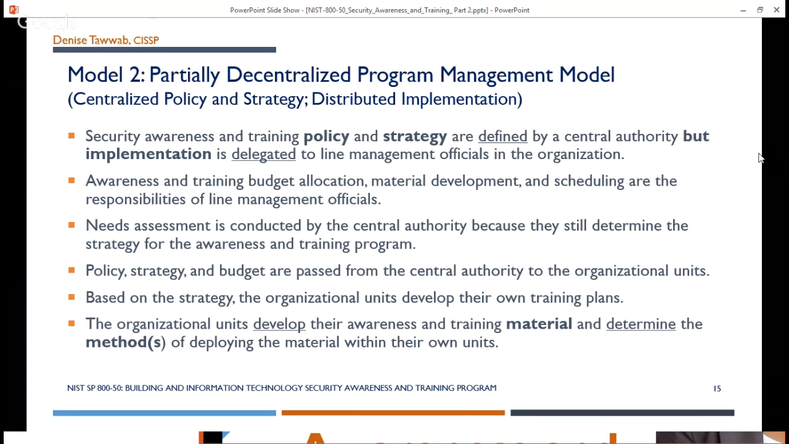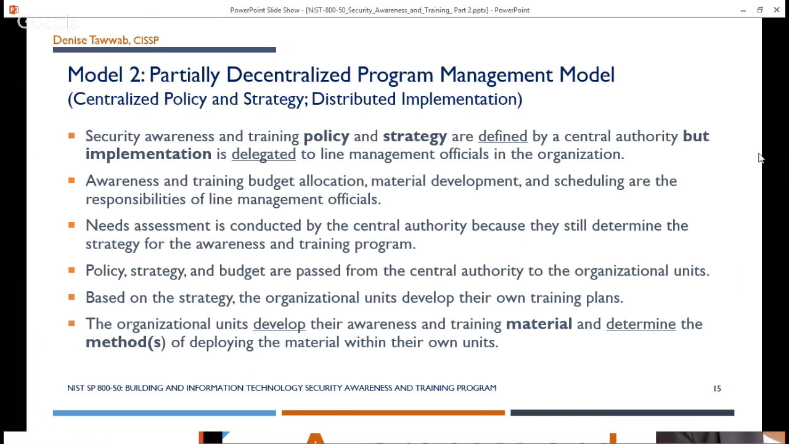So the training budget, allocation, material development, and scheduling are the responsibilities of line management officials. Needs assessments are conducted by the central authority because they still determine the strategy for the awareness and training program. Policy, strategy, and budget are passed from the central authority to the business units. Based on the strategy, then, the business units develop their own training plans. So each business unit has its own training plan.